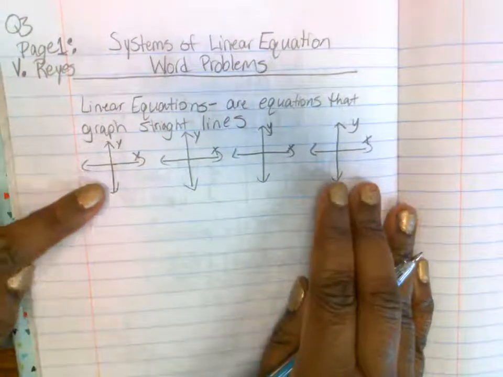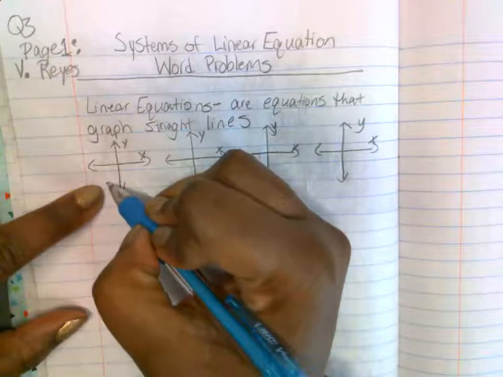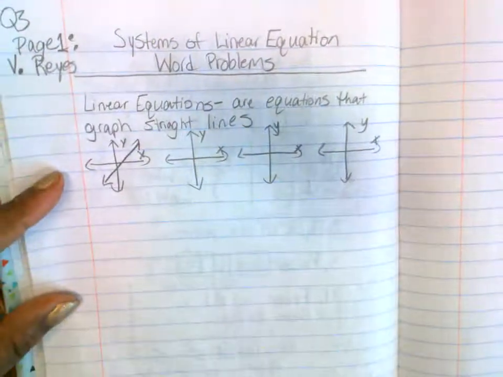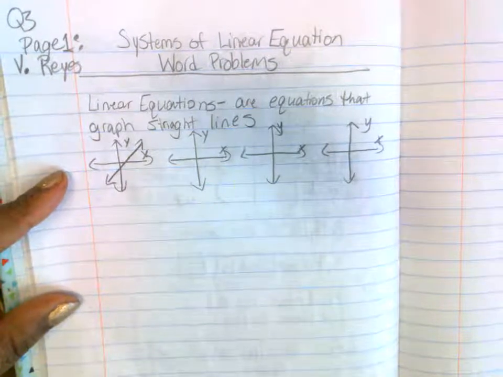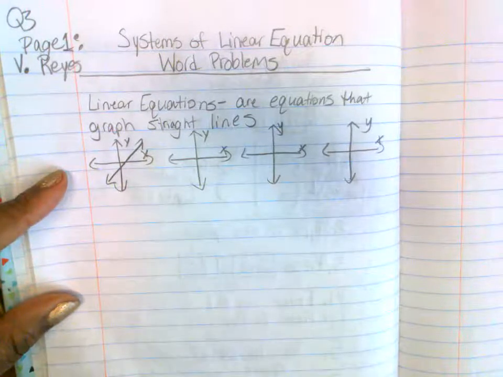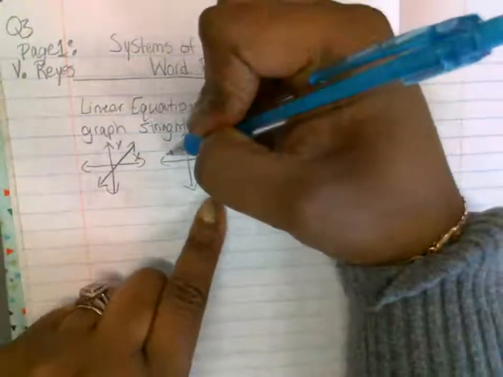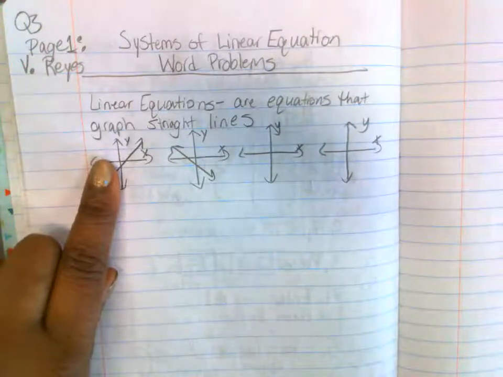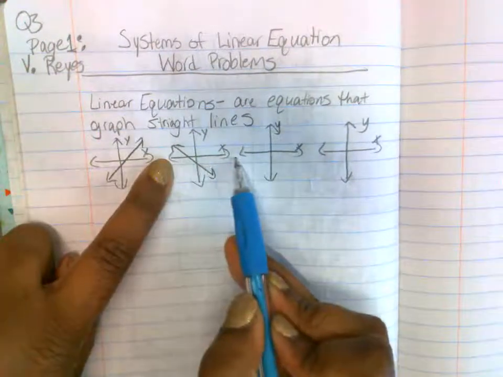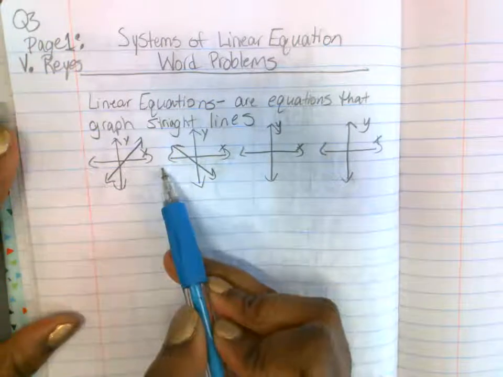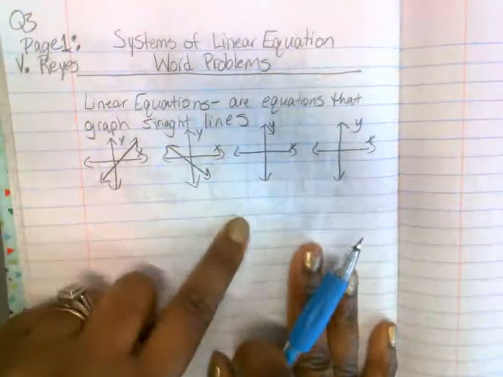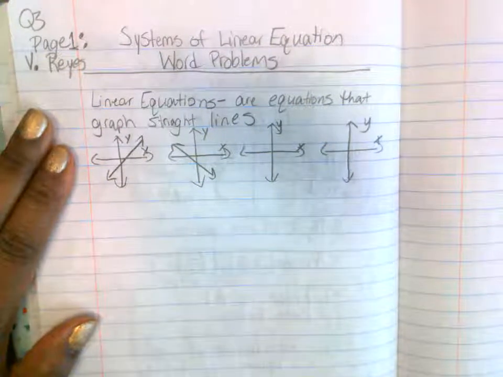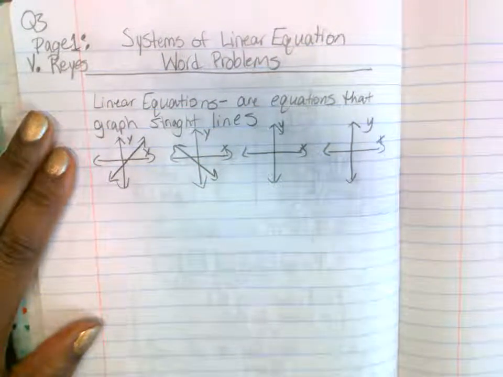So some lines will look like this. They will have positive slope. As X increases, Y increases. It's a straight line going up. Some lines will have a negative slope. As X increases, and remember, X is always going to increase because you always read the X axis from left to right, Y decreases, so that gives us a negative slope. So you got lines that go up, positive slope, lines that go down, negative slope.